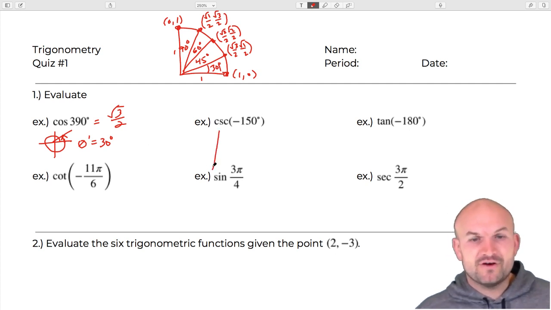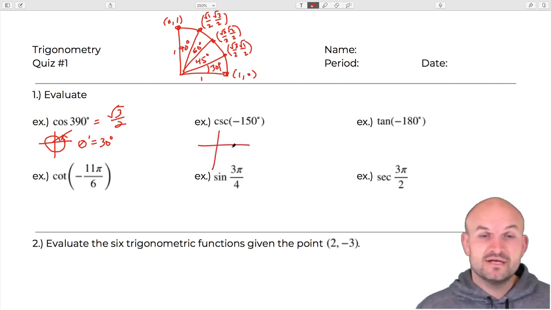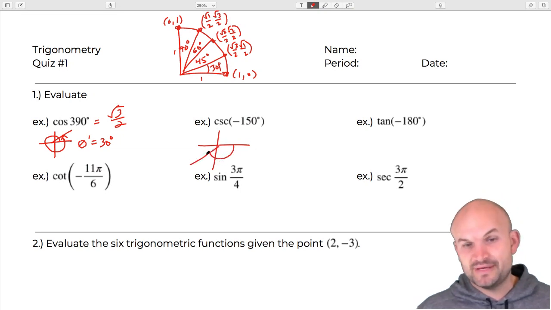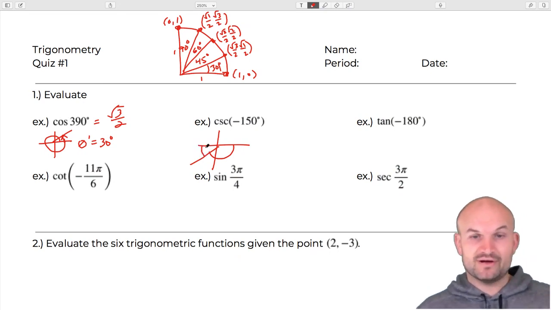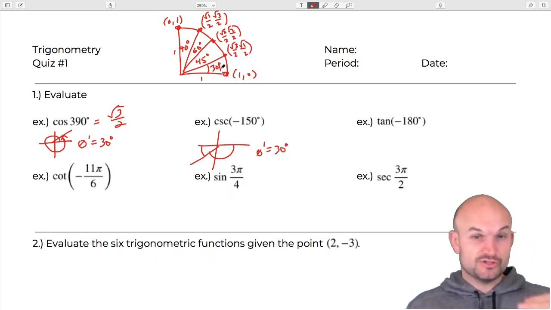For the next example, we have negative 150 degrees. So again, that's going to be in the opposite direction. And you can see, though, that that is going to be, again, with another reference angle, 30 degrees short of halfway around the circle. So we could say theta prime equals 30 degrees. So again, I'm going to go ahead and use 30 degrees here.